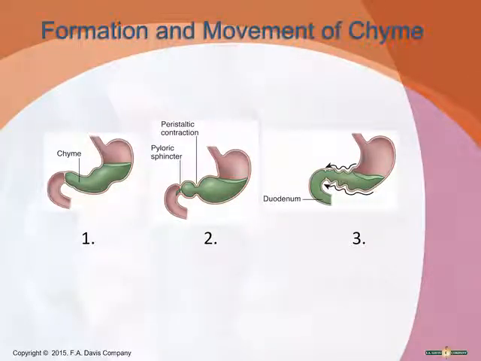So I talked about chyme. Swallowing signals the stomach to relax so the food can enter. Once the food enters, there's like three things that happen. Contractions starting in the fundus move towards the pyloric region. They start out gentle, progressively get stronger.